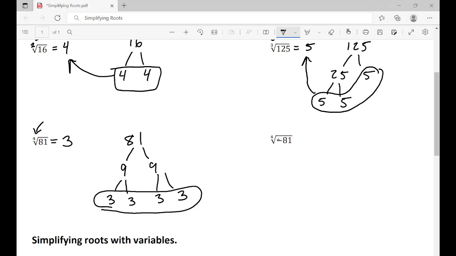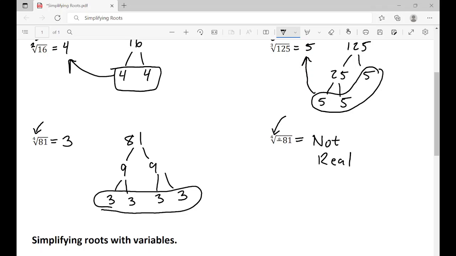Now here, we got a negative underneath it. And so when you have a negative under a radical symbol, you need to be very mindful of what the index is. If the index is odd, you can do it. You can just go through a factor tree like we've done in the last 3 and figure out what would give you negative 81. But this time, our index here is a 4, which is even. So since it is even, we can say that this answer is not real.